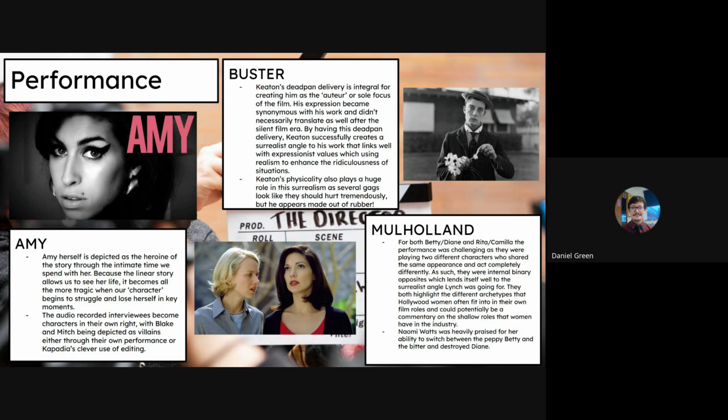And if you wanted to comment on the actress themselves, Naomi Watts was heavily praised for her ability to switch between the peppy Betty and the bitter and destroyed Diane.